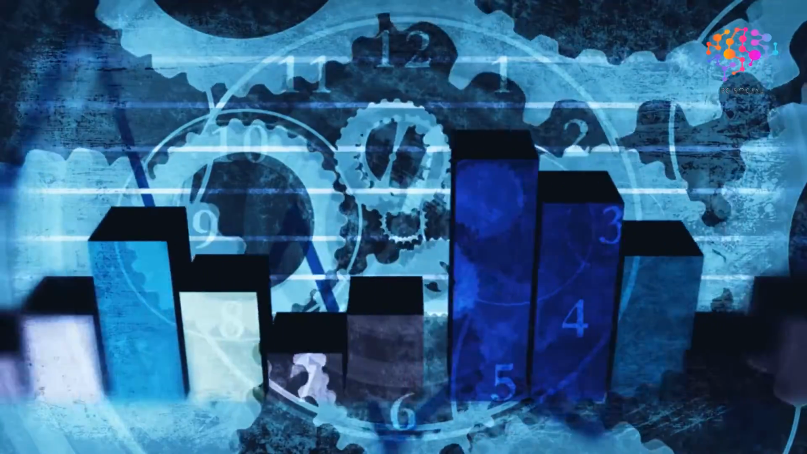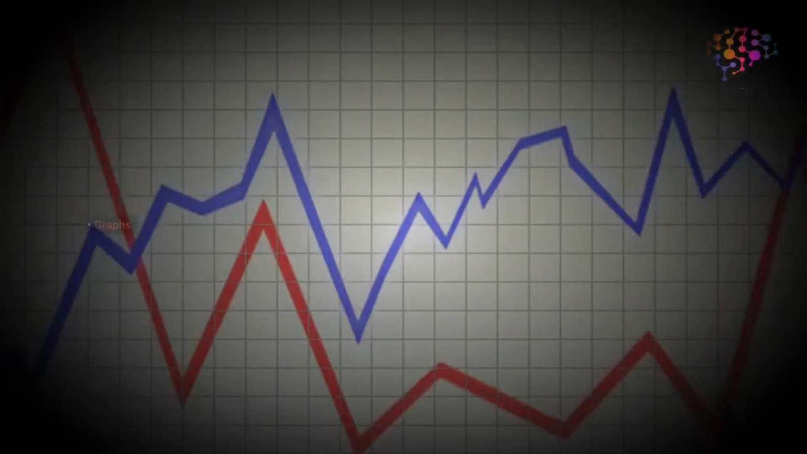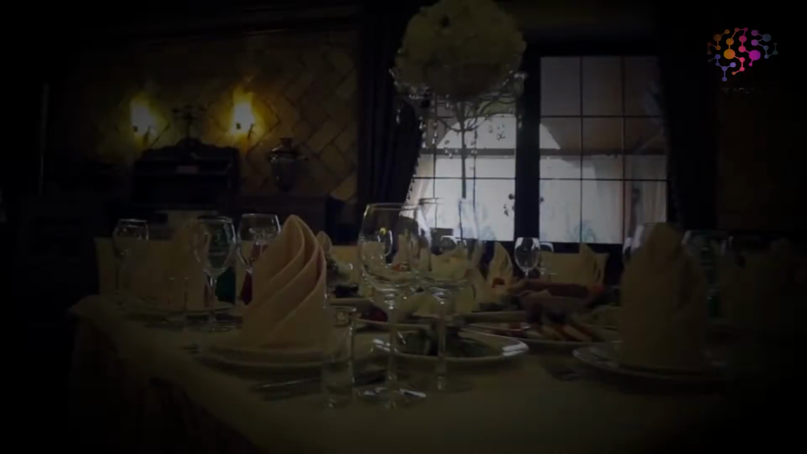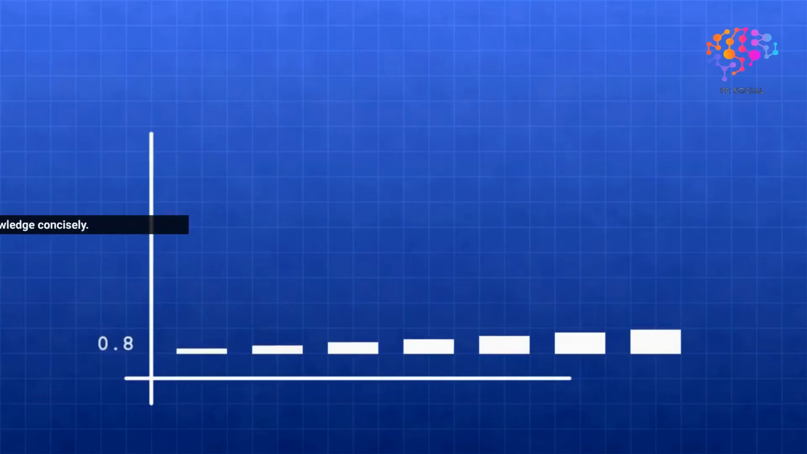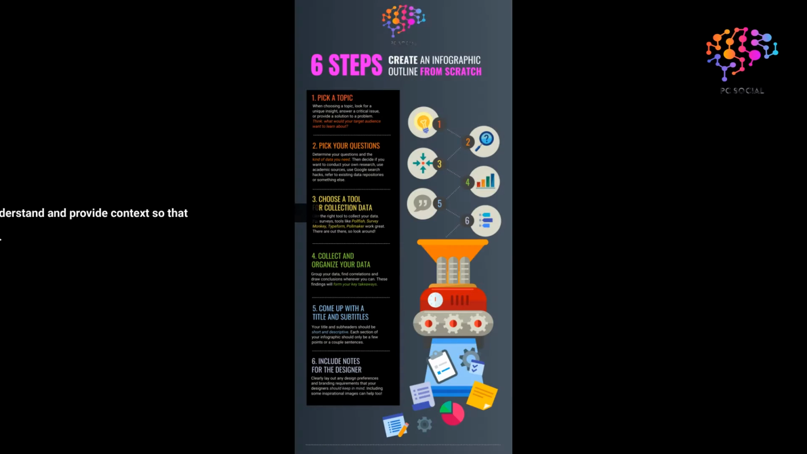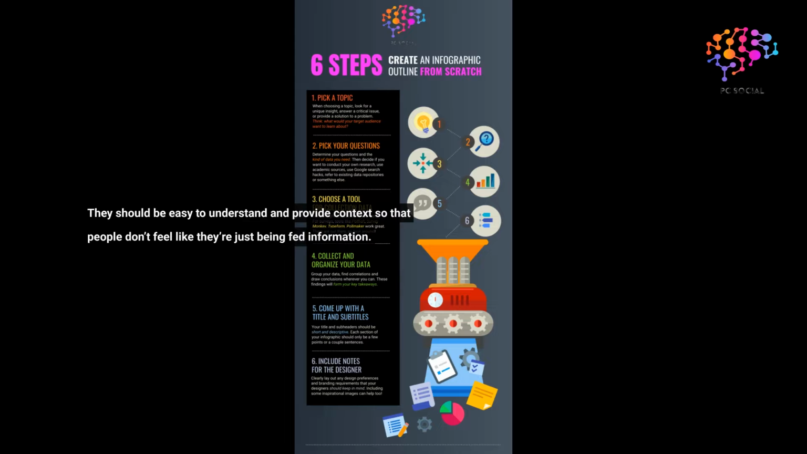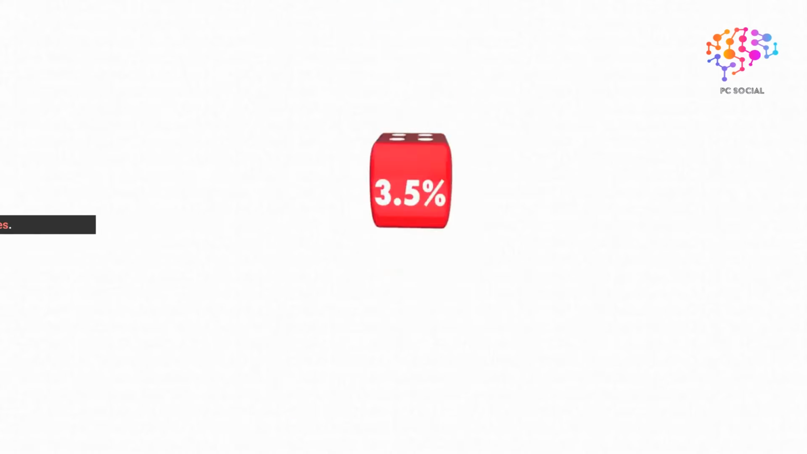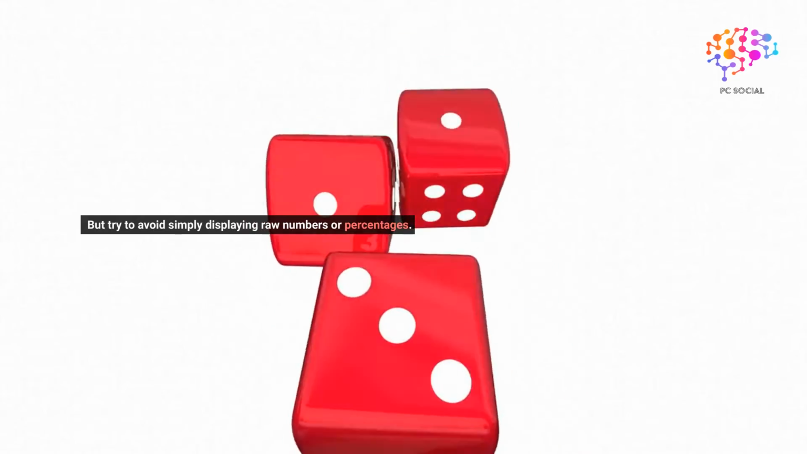Understanding infographic types. Charts. Graphs. Maps. Tables. A diagram is a drawing that represents knowledge concisely. They should be easy to understand and provide context so that people don't feel like they're just being fed information. But try to avoid simply displaying raw numbers or percentages.